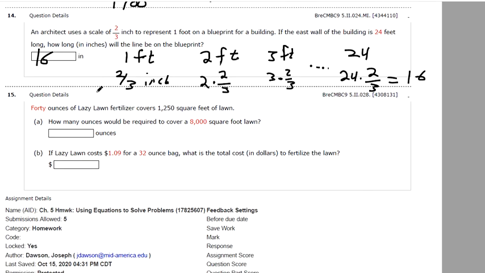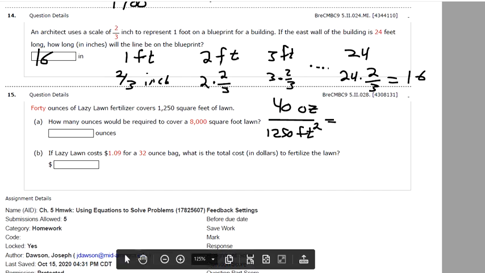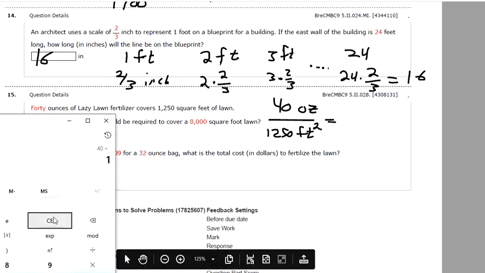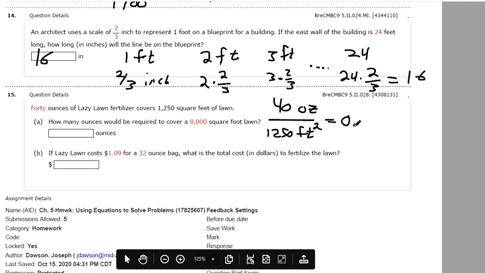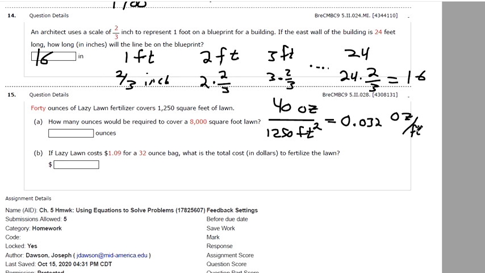And then in question 15, we're asked to find out how many ounces would be required to cover 8,000 square feet. So it's kind of like unit price. Let's find out how many ounces it costs us to cover 1 square foot. There's 40 ounces for 1,250 square feet. So that's how we symbolize square feet. And if you divide those in your calculator, 40 divided by 1,250, that's 0.032 ounces per square foot. Okay, that tells us how many ounces we need for just 1 square foot.